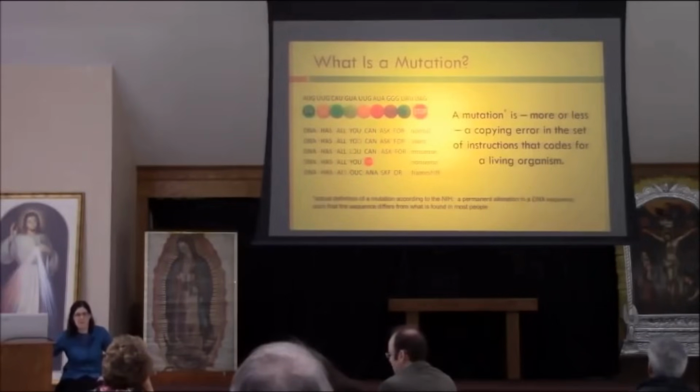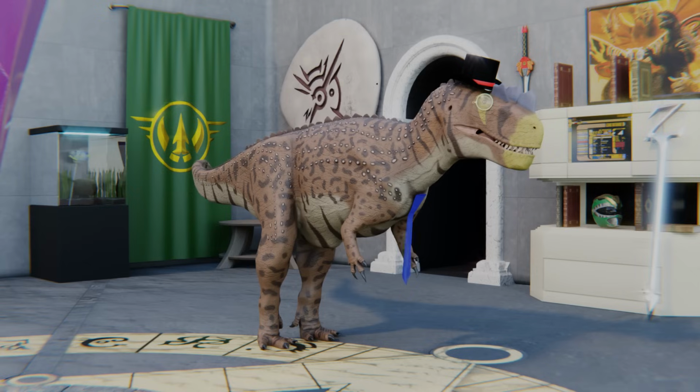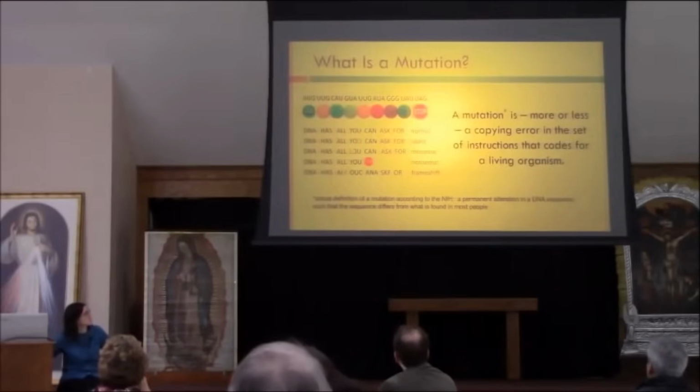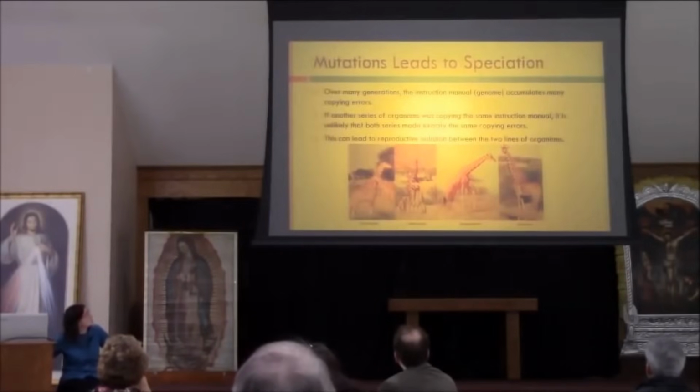So you may be wondering at this point, wait, I thought we were talking about new information, not about mistakes. And now this is why I made sure to give you that caveat. And you're on to something, but we'll get there. Okay, so mutation can lead to something called speciation.